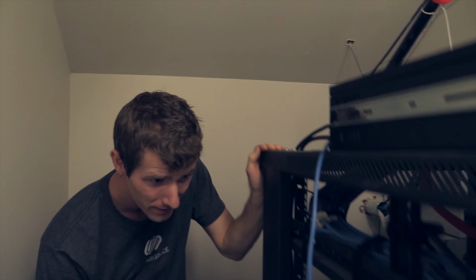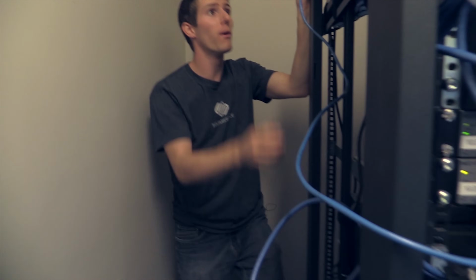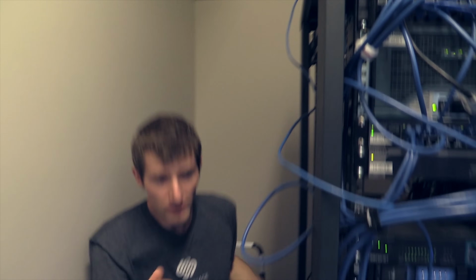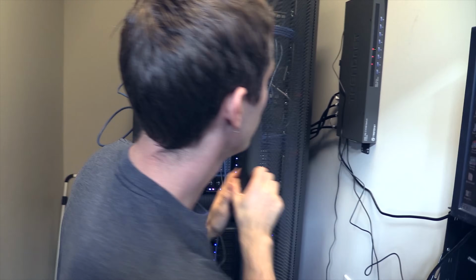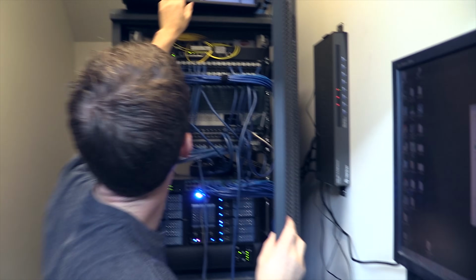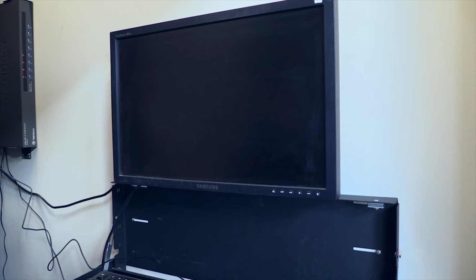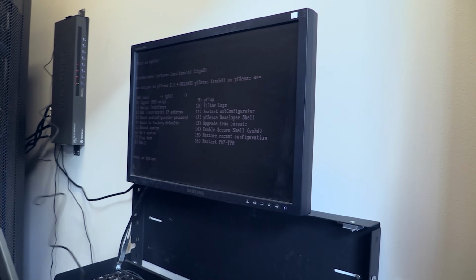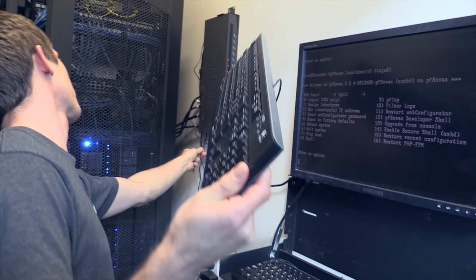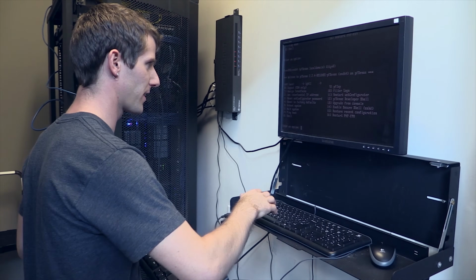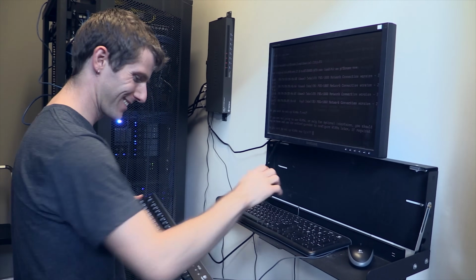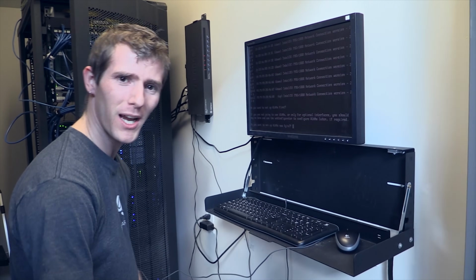Here we go. So I have informed everyone the network's going down. Let's boot up the pfSense box and hope for the best. Yep. What the heck? How did I end up with two keyboards plugged in? Okay, it's working now, I think. Sometimes it's hard to be me.